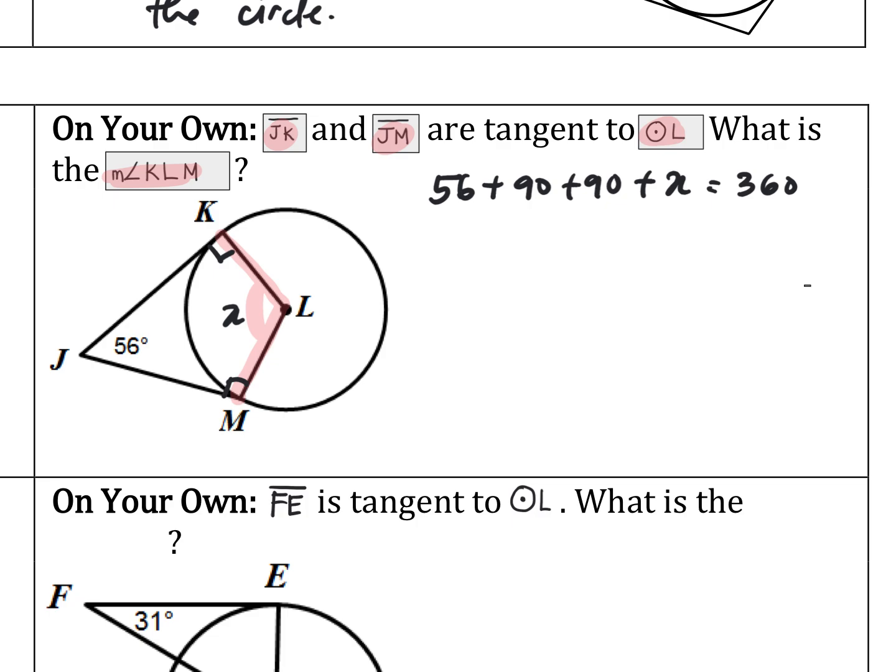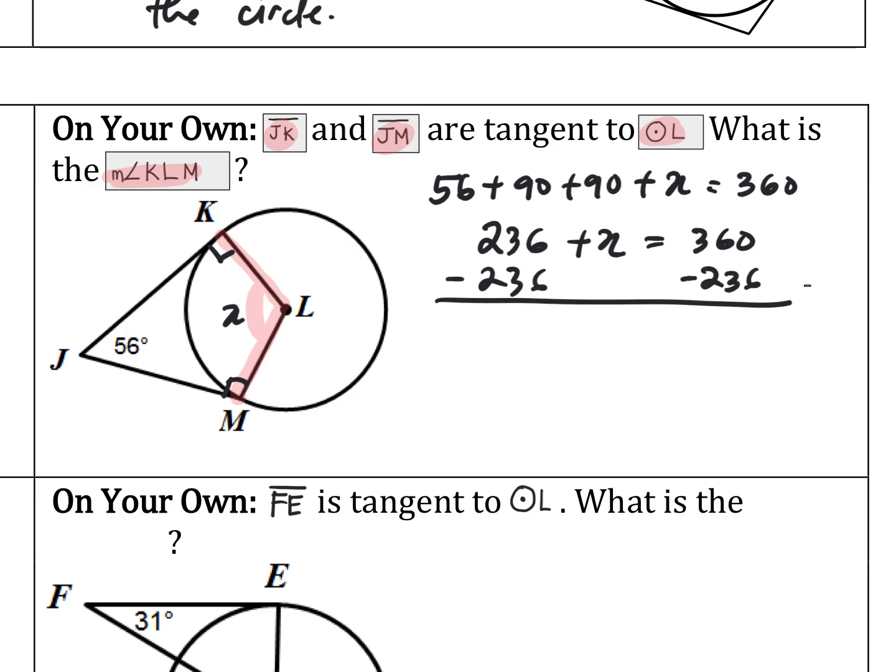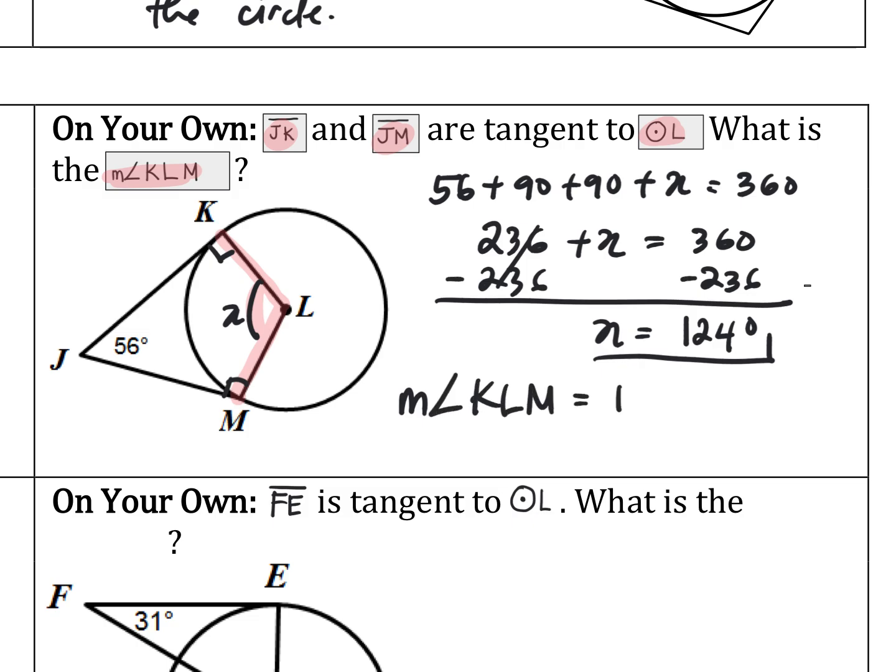So 56 plus 90 plus 90 gives you 236, plus x is equal to 360. Subtract 236 from both sides. This gives x equal to 124 degrees. So the measurement of angle KLM is equal to 124 degrees.